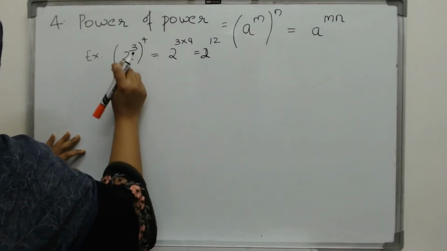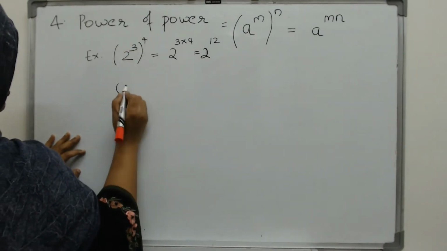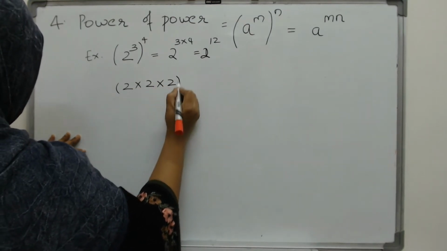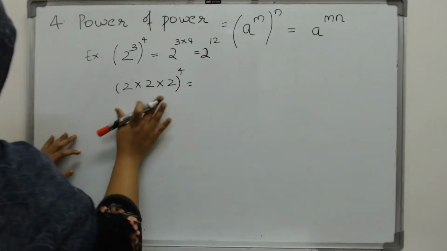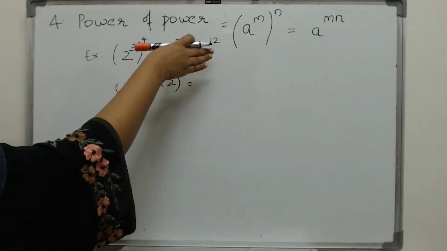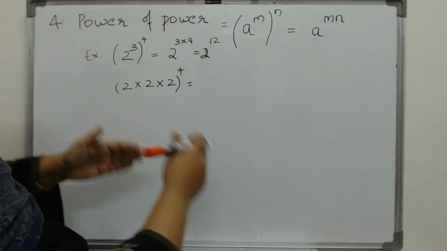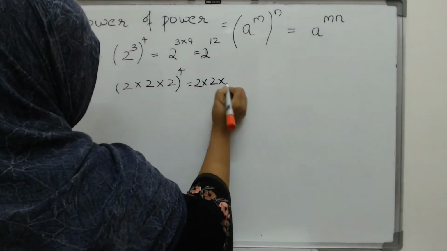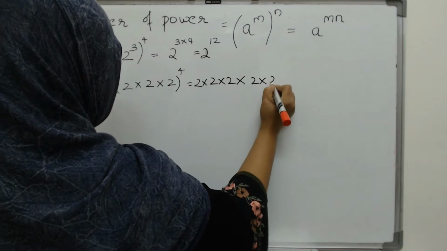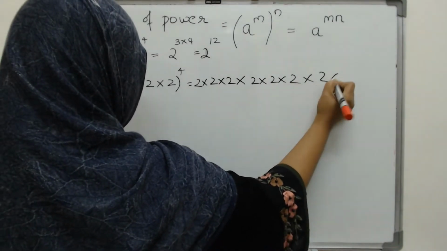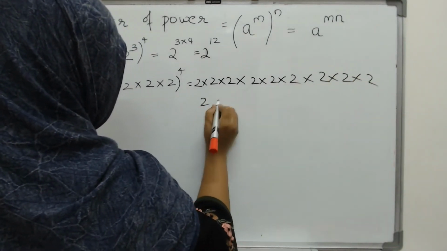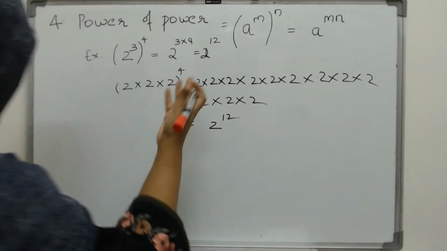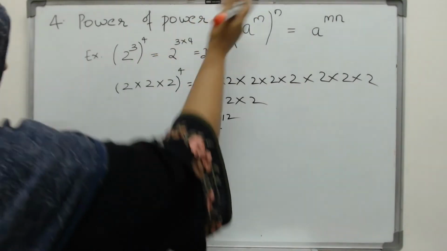How do you do this? What is 2 cube? 2 cube is 2 multiplied 3 times. The whole raised to 4. What does that mean? Any number raised to 4 means that number multiplied with itself 4 times. So this number is being multiplied with itself 4 times. So naturally this would be 2 raised to 12. It makes sense, right? So that is this law.